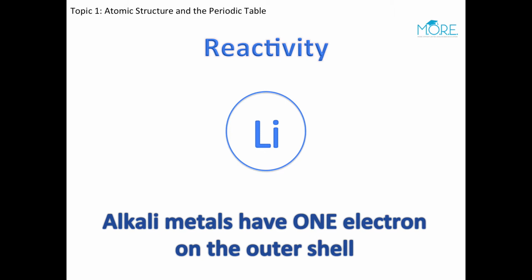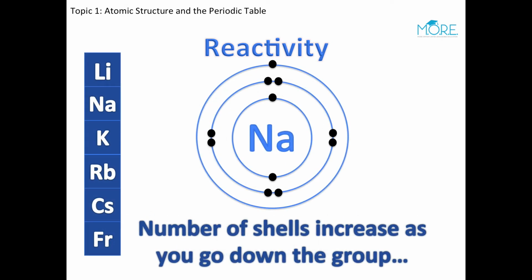Lithium has got 3 electrons in total. Its first shell holds 2 electrons, and then the last shell will hold the final electron. The number of shells increases as we go down the group.